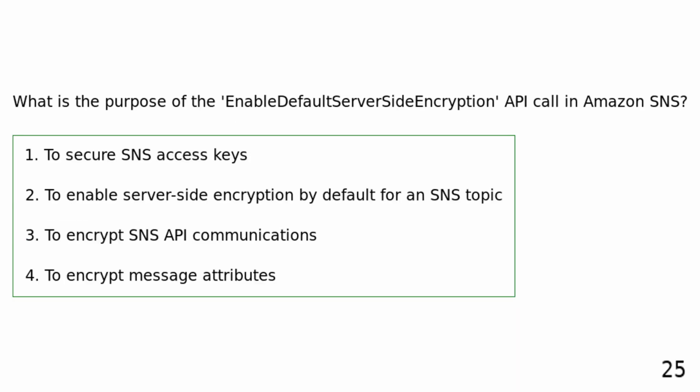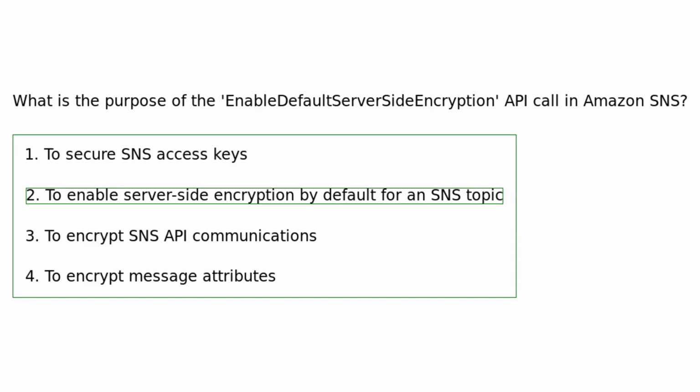alerting. What is the purpose of the Enable Default Server-Side Encryption API call in Amazon SNS? To secure SNS access keys. To enable server-side encryption by default for an SNS topic. To encrypt SNS API communications. To encrypt message attributes. The Enable Default Server-Side Encryption API call in Amazon SNS is used to enable server-side encryption by default for a specific SNS topic, ensuring all messages are encrypted at rest.